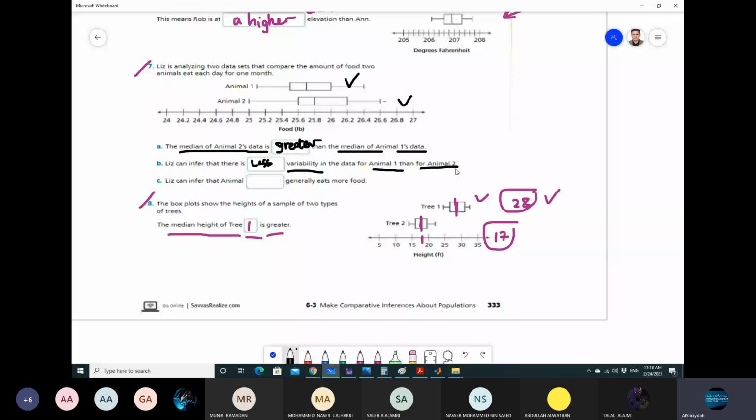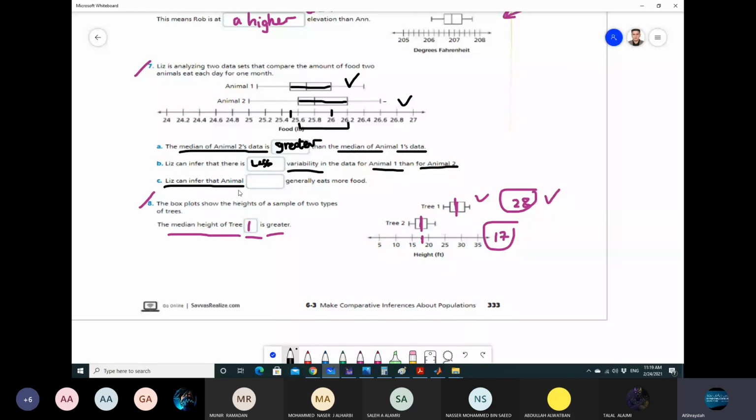It depends on the width, because the width of the box here is less than the width of the box here. And look here, it depends on the location of the box. On average, 50% of animal 2's data set eats from 25.6 to 26.2, and 50% of animal 1's data set eats from maybe 25.5 up to 20. So who eats more? What do you think?